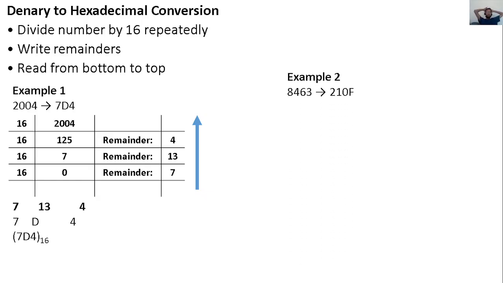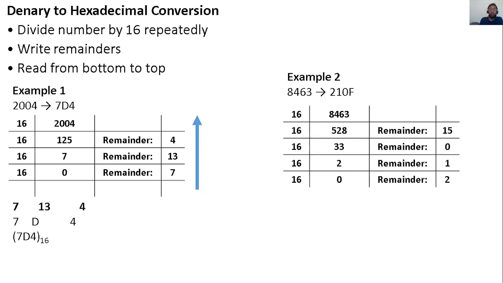Next, let's see another number, 8463. 8463 equals 210F in hexadecimal. Now, if you have to divide 8463 by 16, 16 multiplied by 528 gives us the value 8448, and once you calculate it, 8463 minus 8448 gives us the remainder 15. And now if you divide 528 by 16, it is completely divisible. You get the answer 33. 16 multiplied by 33 also gives 528. Subtract that from there, it will give you the result 0.